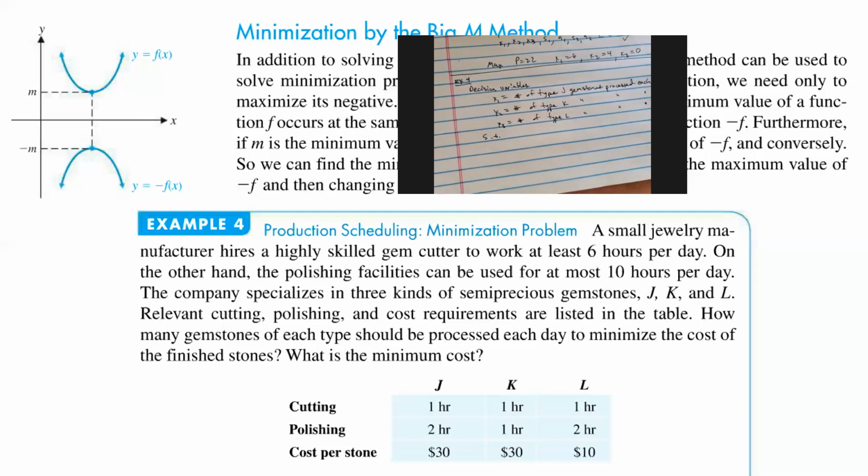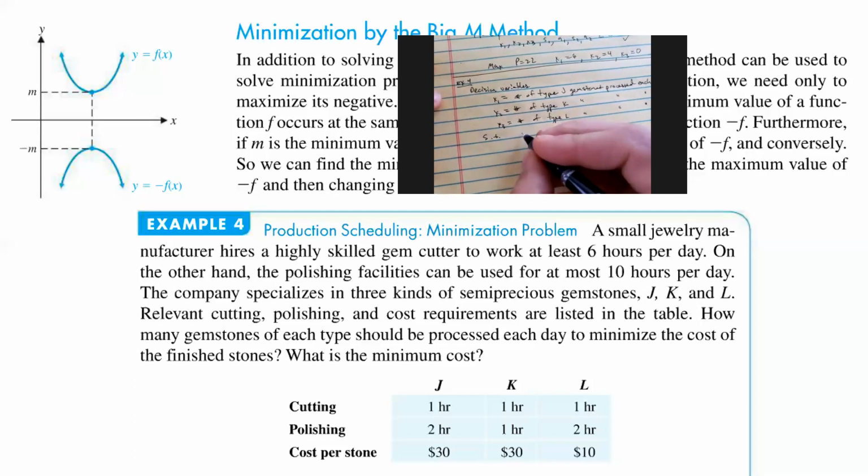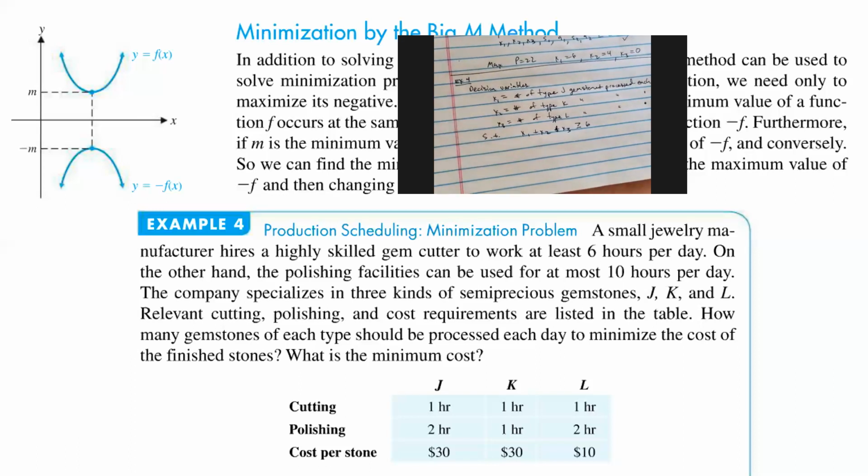In this case, we have basically the cutting constraint, which means x sub 1 plus x sub 2 plus x sub 3 is going to be greater than or equal to 6 hours, right? If you're reading this back, it says a small jewelry manufacturer hires a highly skilled gem cutter to work at least, at least means at minimum 6 hours, if not more. So 6 hours per day, okay? So that's the first constraint that we have, is basically that cutting constraint.